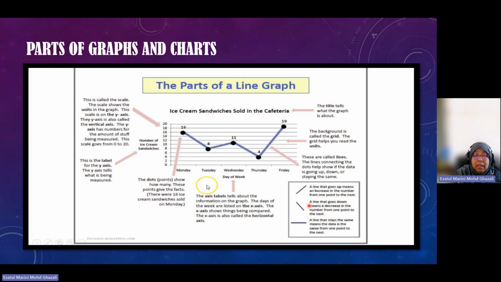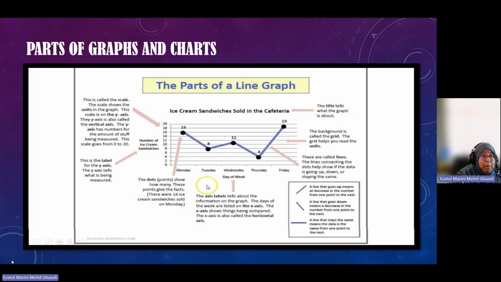If you look at the box here, a line that goes up means there is an increase in the number from one point to the next. And if the line goes down, it means that there is a decrease in the number from one point to the next. And if you see a straight line, it means that the data stays the same from one point to the next. Okay, that is line graph.